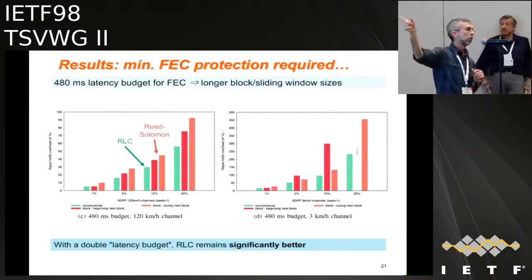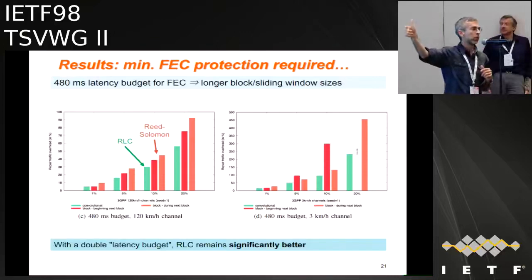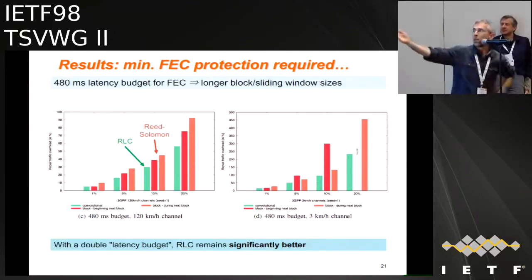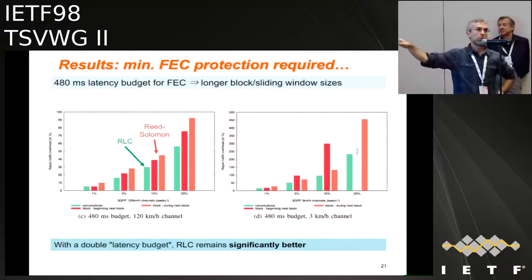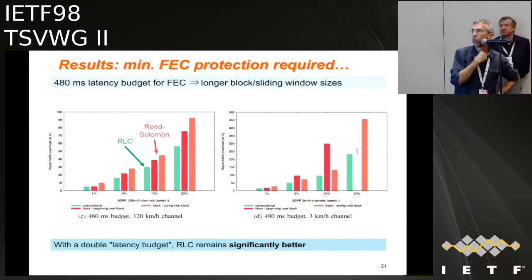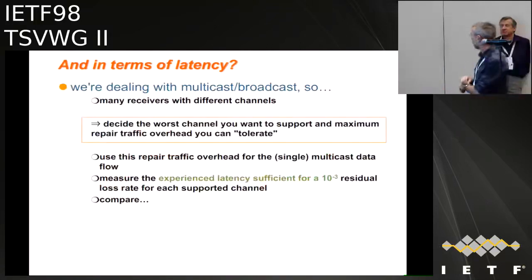Here we have 2 times as much latency budget, which means that we can afford larger encoding and decoding windows, larger block sizes. And here you can support some of the pedestrian use cases. But still, once again, you can see that RLC codes are always better than Reed-Solomon codes. Next.